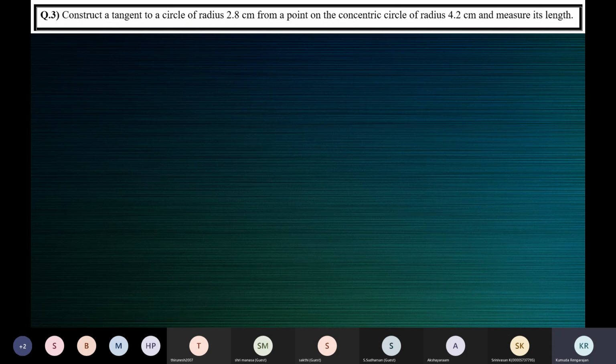I'll show you the question. Yeah, this one. Construct a tangent to a circle of radius 2.8 centimeters from a point on the concentric circle of radius 4.2 centimeters and measure the length of the tangent. Write down this question.